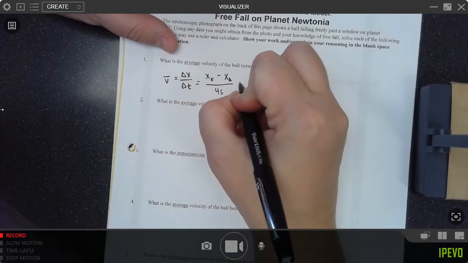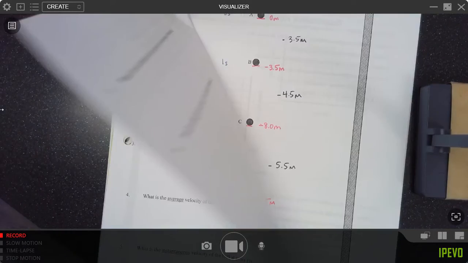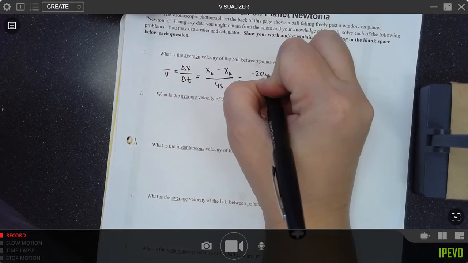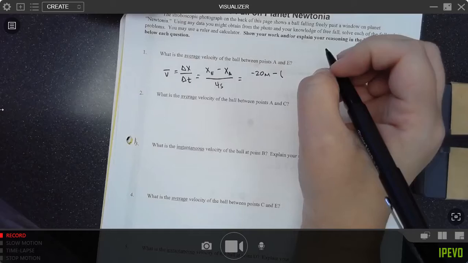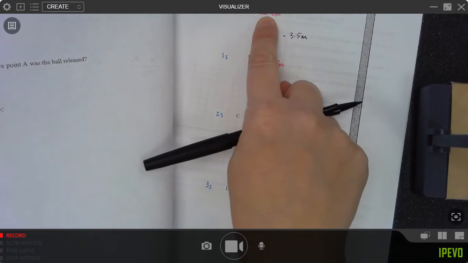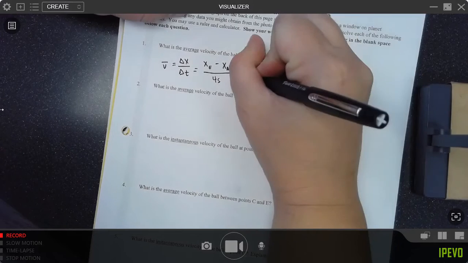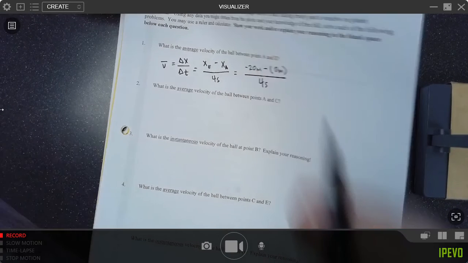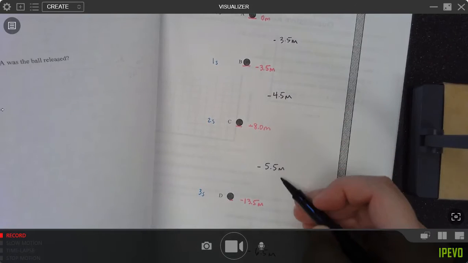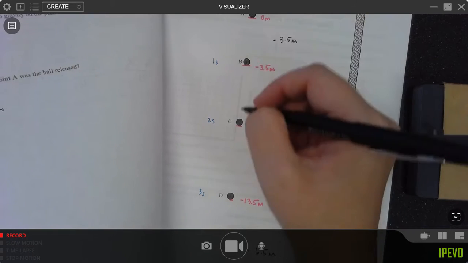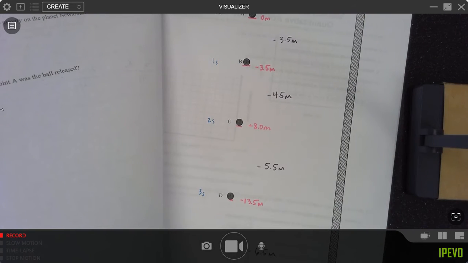I already know that part. My position at E, minus 20 meters. So I'm going to put minus 20 meters and then minus whatever A is, which is 0 meters, right? That's that position. Another way that you could do this is to look at the differences between each of these dots and add them up. Did anybody do it that way? That's one way people like to do it. Another way you can do it is just measure the difference between those two with your ruler. That's another way you can do it and be okay.